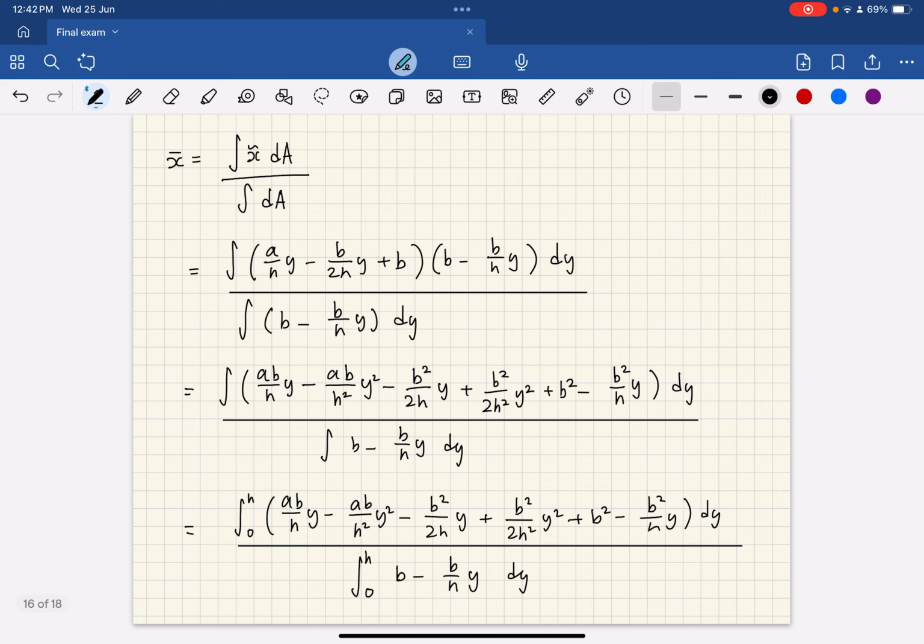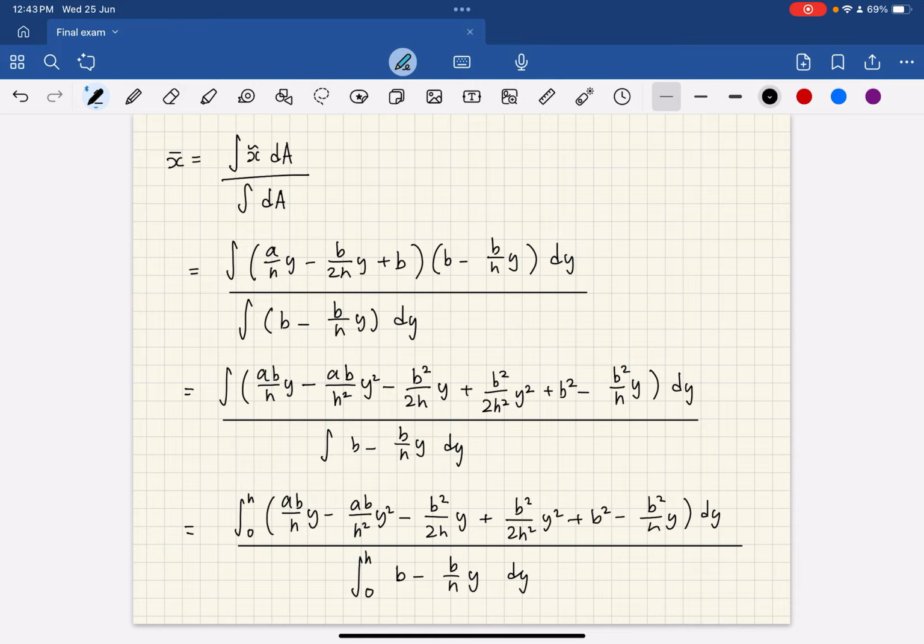Double check from the beginning, yeah? So AH times B, ABH minus AB, okay? H squared, Y squared, okay? Then negative b times b becomes negative b squared over 2hy, plus b squared over 2h times h becomes 2h squared, and then y squared plus b squared minus b squared over hy. Okay, and this is just as it is.